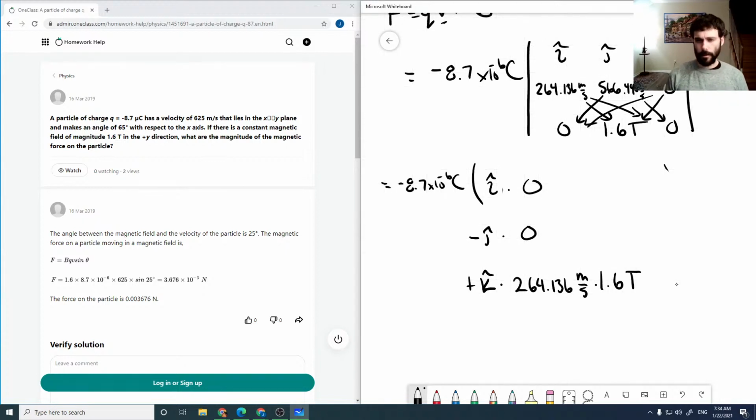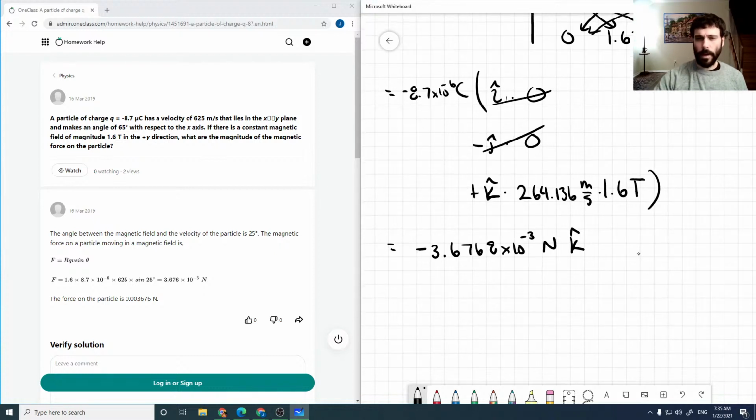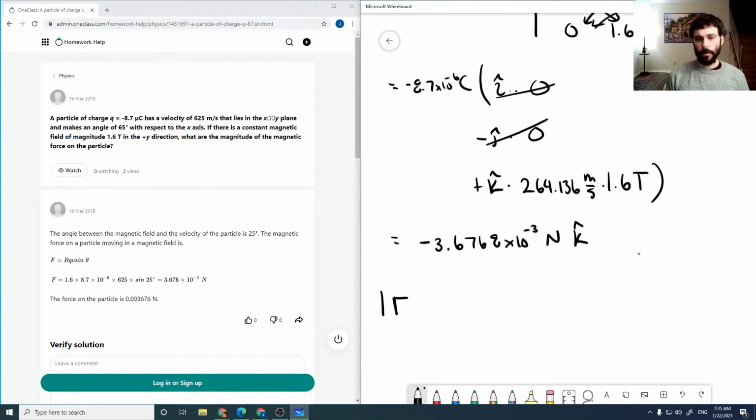And so then the i hat goes to 0, the j hat goes to 0, and all that's left is the k hat. Then we just multiply these things up and we get minus 3.6768 times 10 to the minus 3 newtons in our k hat direction. If we're just looking for magnitude, the magnitude of our force is just 3.6768 times 10 to the minus 3 newtons.